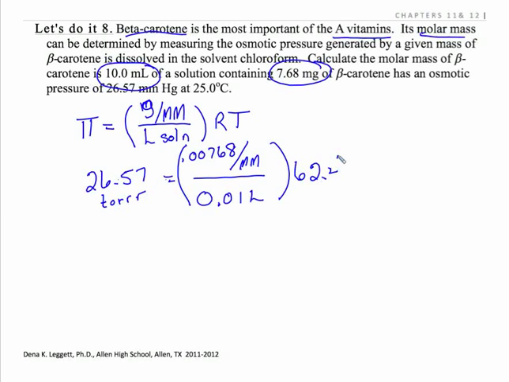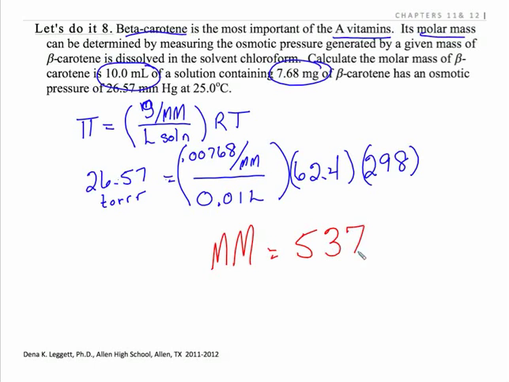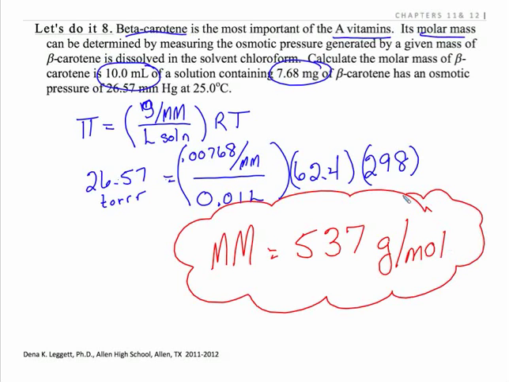Now, since this was in torr, or millimeter mercury, I'm going to use 62.4. I almost converted when I did this, and then I thought there was really no reason to. We have this R value, we might as well use it. And then it's times 298 Kelvin. And if you solve for this molar mass, it's 537 grams per mole. And I did look that up, and according to Wikipedia, that is indeed the molar mass of beta carotene.